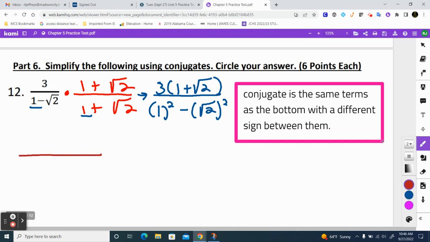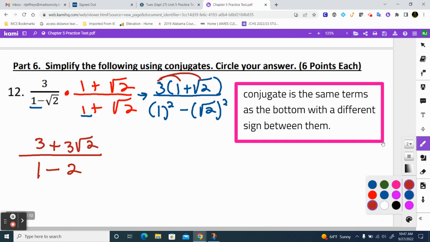So on the bottom, 1 times 1. Now, when you square a square root, it's just 2. Then on the top, 3 times 1, 3. 3 root 2. We're starting to clean this up.